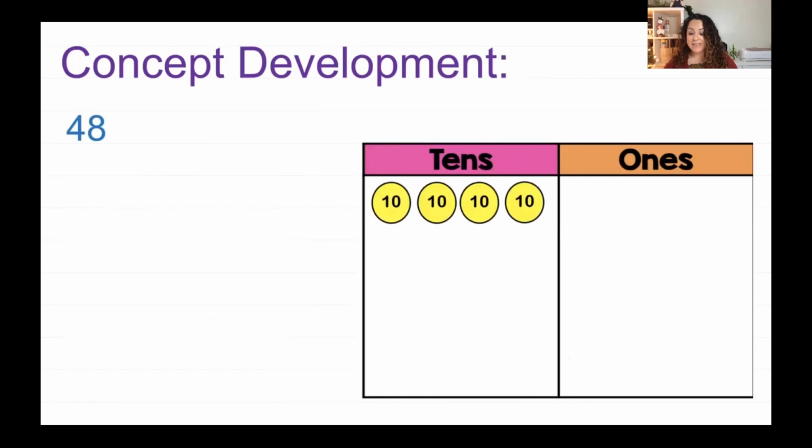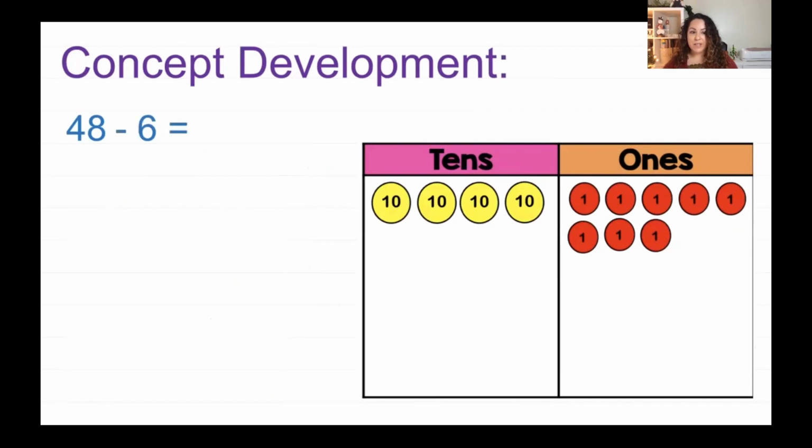I have 4 10s and I have 8 1s. So let's look at the rest of the problem now. 48, and I'm going to take away 6.